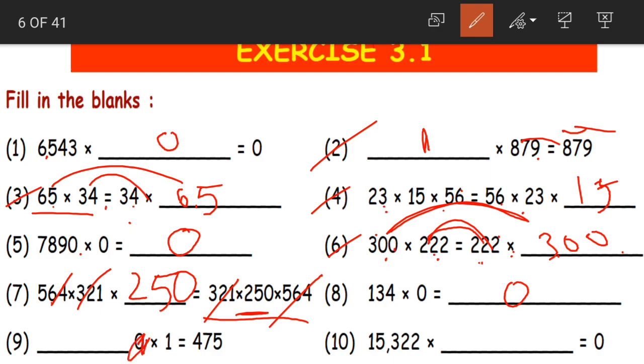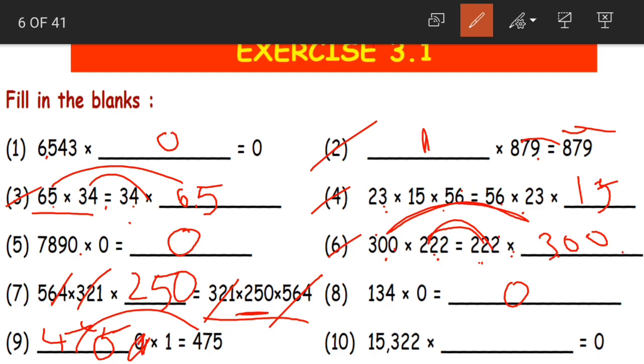We do not have 0 here, sorry. Dash into 1 is equal to 475. Yes children, what should we multiply 1 with? 475. Yes, so that the number is the product itself.